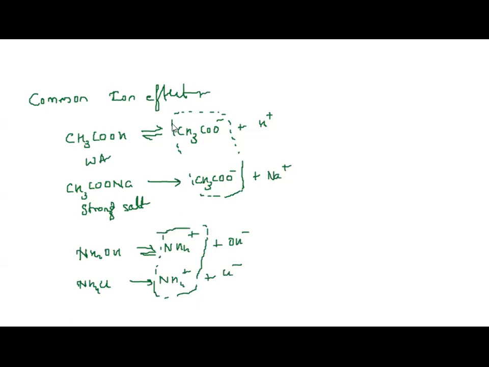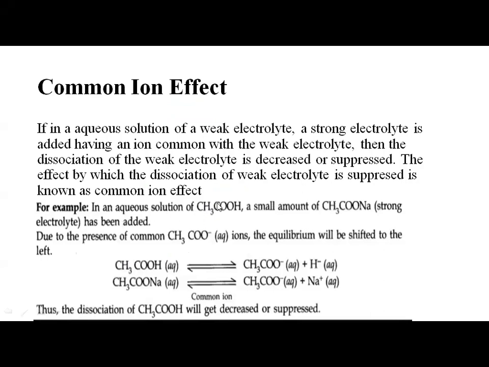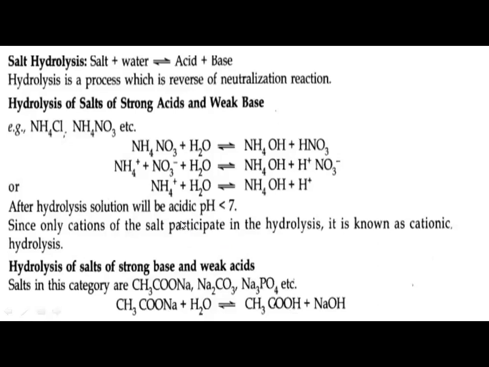And here, what example is given? The same example: an aqueous solution of CH3COOH, to which a small amount of CH3COONa, a strong electrolyte, has been added. Due to the presence of common CH3COO minus ions, called acetate ions, the equilibrium will be shifted to the left. There are more CH3COO minus ions, so the product concentration is more. According to Le Chatelier's principle, when the concentration of product increases, the equilibrium will shift towards the left. Therefore, the dissociation of CH3COOH will still get decreased, or suppressed. That is called the common ion effect.